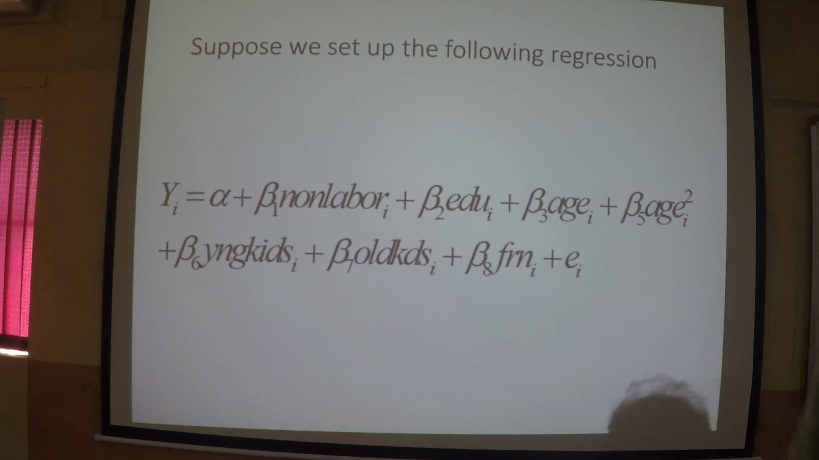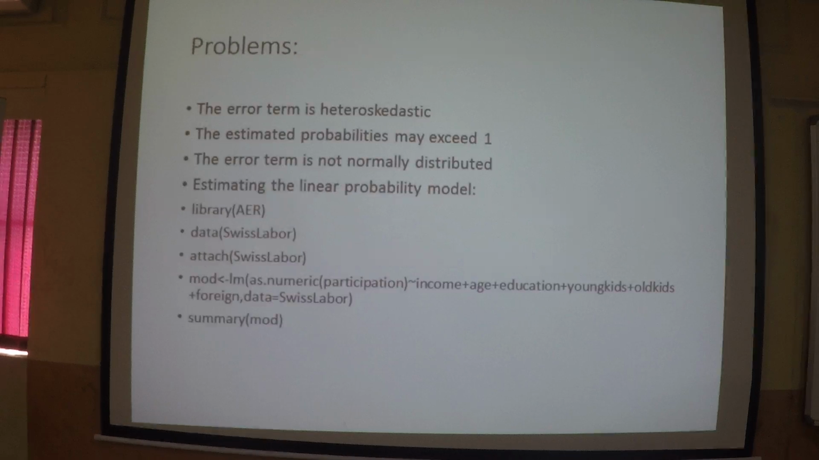But actually in the rest of the PPT, I have not included age square. I'll tell you why, okay? Fine. So we'll run a simple model, right? So we're estimating the linear probability model. As I said, these are problems with the linear probability model. The error term is heteroscedastic, the estimated probability may exceed 1, the error term is not normally distributed.